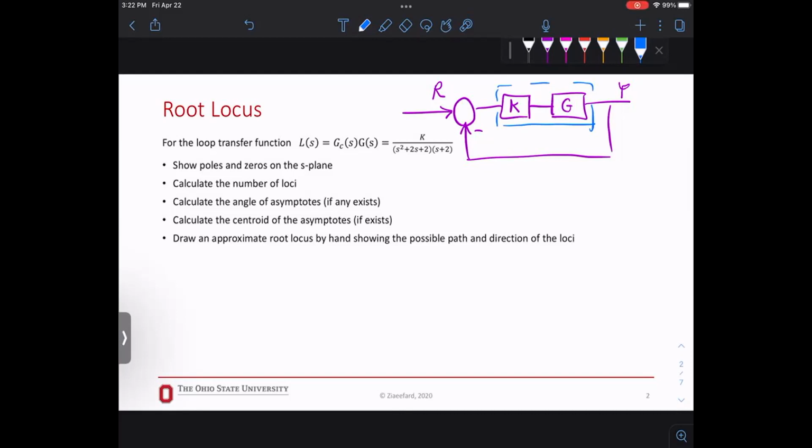Now, this K is your GC. This is your plant. So if I say loop is GC times G, it means that I'm considering that K in it. So you will see K in your equation. If it wasn't given, it was just the plant transfer function, it's just G, you know that you have to consider K before it because the standard form is 1 plus KG equal to 0, right? Which is the denominator if you get the closed loop of that, right? You could get either of those. You need to realize which one it is and put it in the standard form. Now, show poles and zeros on S plane. So how many zeros do you have?